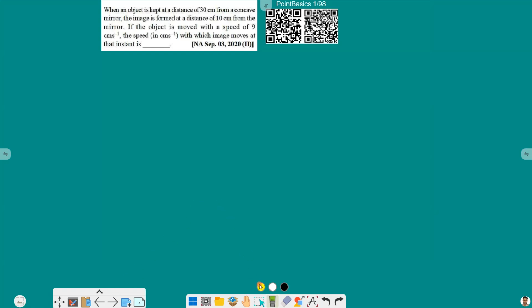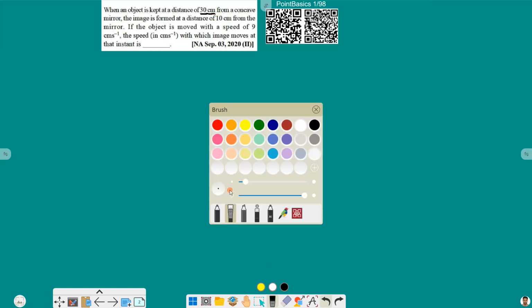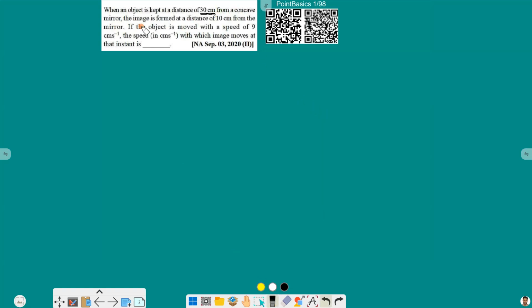Here is the first question on the screen. When an object is kept at a distance of 30 centimeter from a concave mirror, so we have a concave mirror here. Image is formed at a distance of 10 centimeter from the mirror. If the object is moved with the speed of 9 centimeter per second, the speed with which the image moves at that instant is. So we have to find the speed of the image.